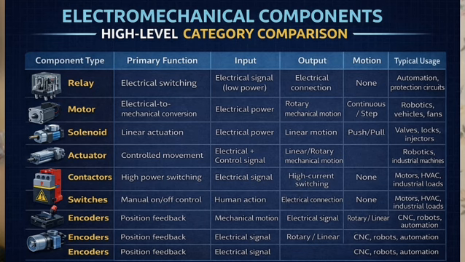First comes the relay. The primary function of the relay is electrical switching. When the input is provided as an electrical signal at low power, the output is an electrical connection at high power. A relay operates on very low voltage, and when we supply voltage, the output transitions into high voltage, high power. Typical usage of relays is in automation and protection circuits.